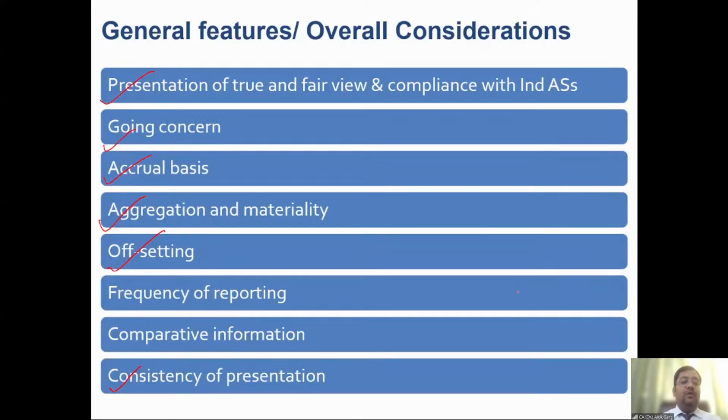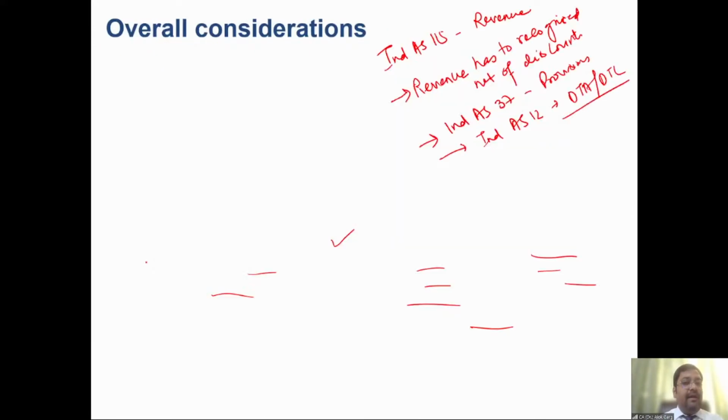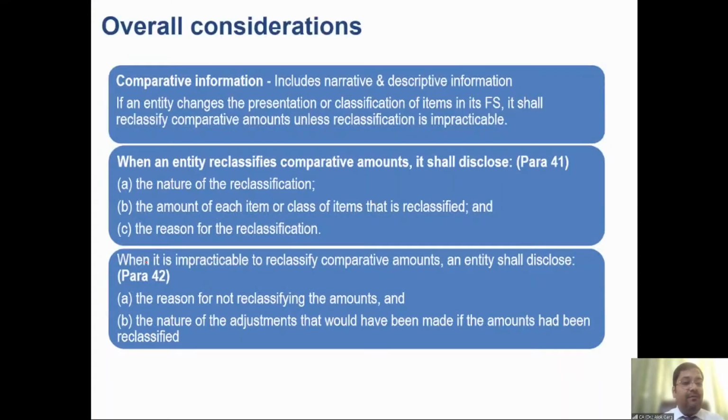Clear, friends? So coming to the frequency of reporting. As far as frequency of reporting is concerned, the reporting should be consistent from one period to another, and the entity is required to report at least for 12 months, right? Comparative information has to be given at least for 1 year, and comparative information includes narrative as well as descriptive information. Clear? So you have to give the comparatives in the balance sheet, P&L, cash flow, statement of changes in equity, as well as in the notes to accounts. Clear?